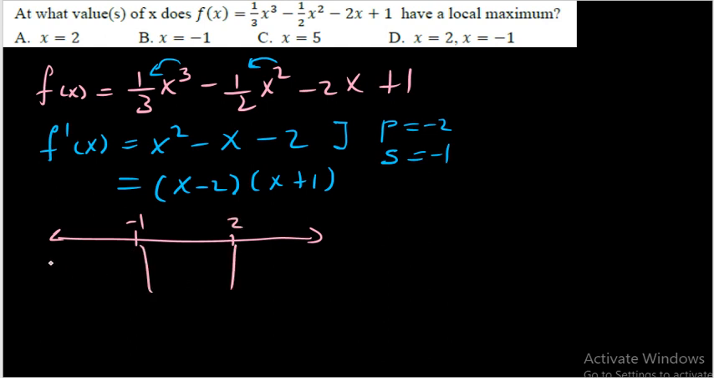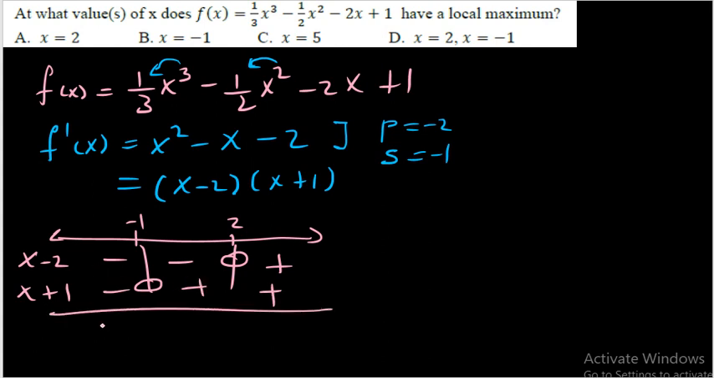And then what are the factors? I have x minus 2 and x plus 1. x minus 2 will be 0 here, and then less than is negative, greater than is positive, and x plus 1 will be 0 at negative 1, then positive, positive. And finally, when I multiply, I will have positive, negative, and positive. So we are asked for the local maximum. A local maximum point will be found when the sign changes from positive to negative.